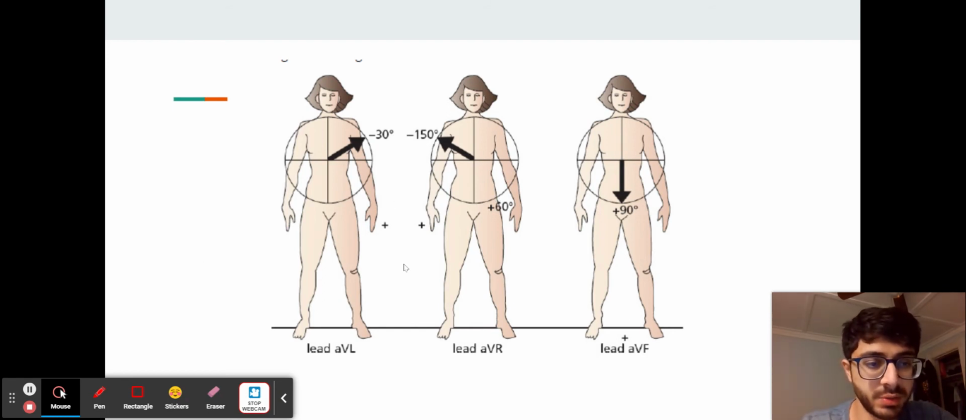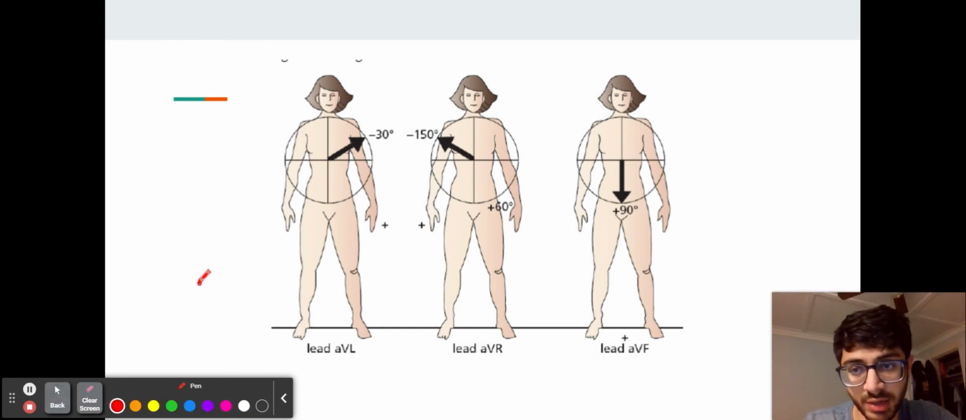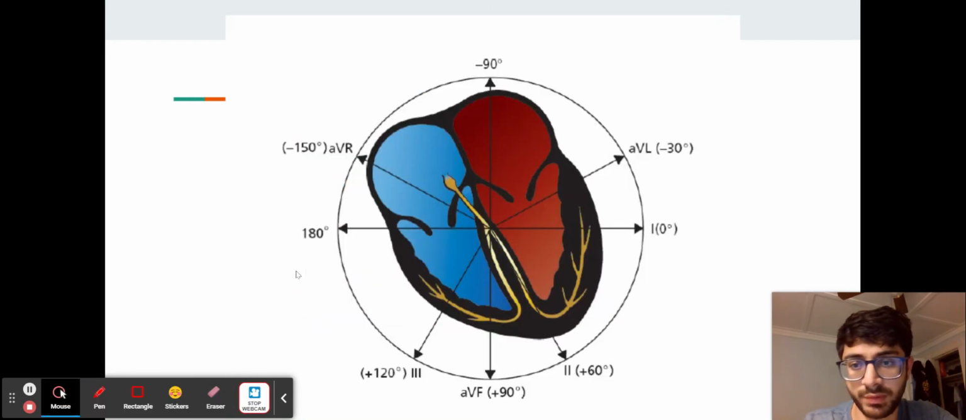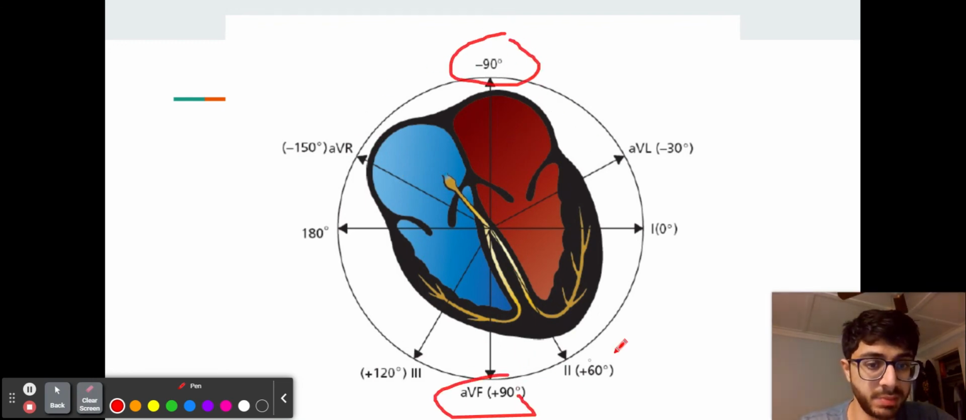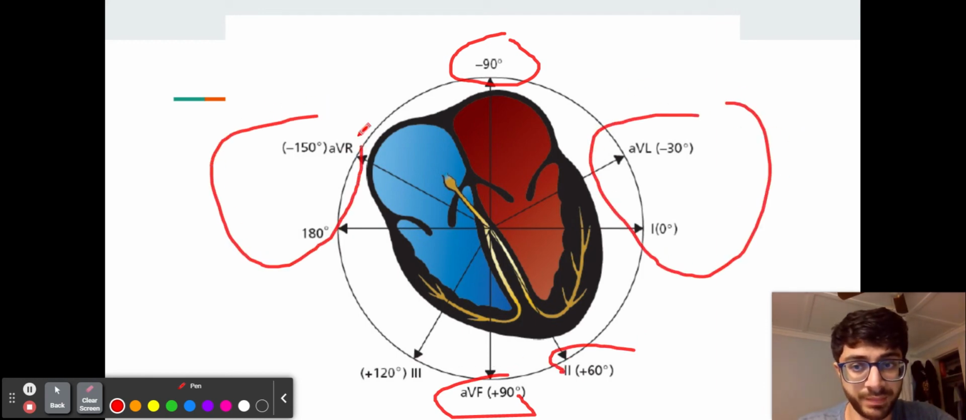So you just need to practice drawing this next diagram that I'm gonna put up. This is the diagram you need to practice making. You need to practice this a lot. You need to draw this circle. You need to write minus 90 at the top, positive 90 at the bottom, lead 2 here, lead 3 here, lead 1 and AVL here, and then AVR over here.